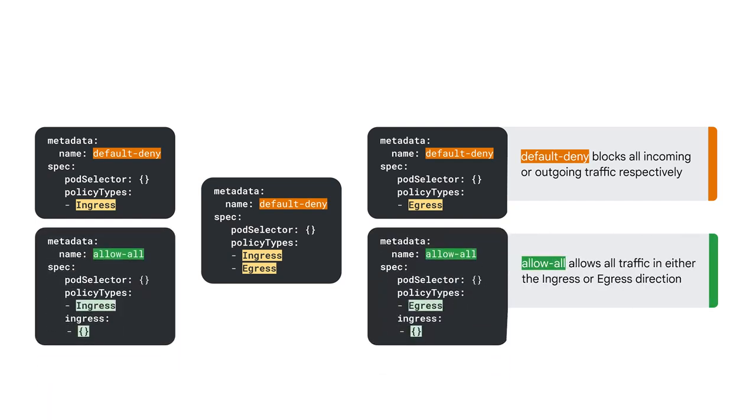An allow all policy exists for both ingress and egress. This allows all traffic in that direction. Please note the difference in wording between this and the default deny keyword. For the default policies, a policy type ingress or policy type egress is required depending on the direction of the traffic.